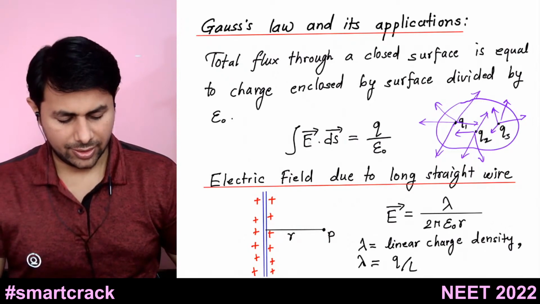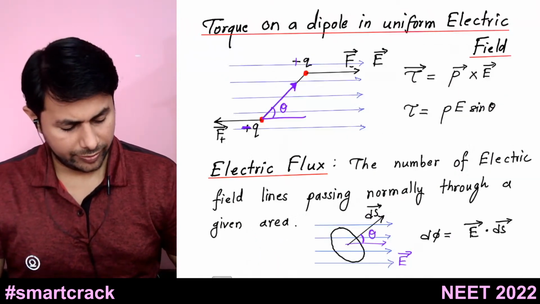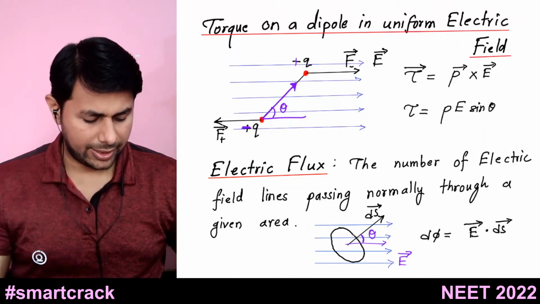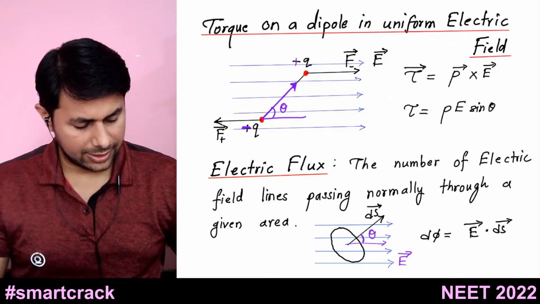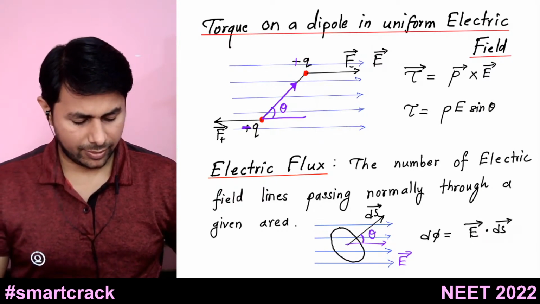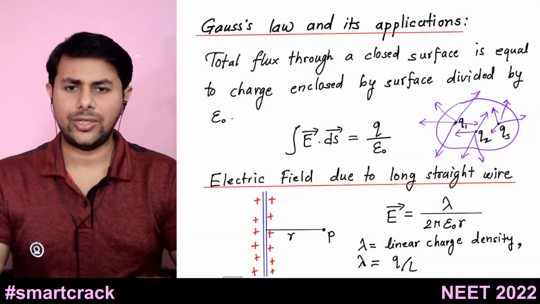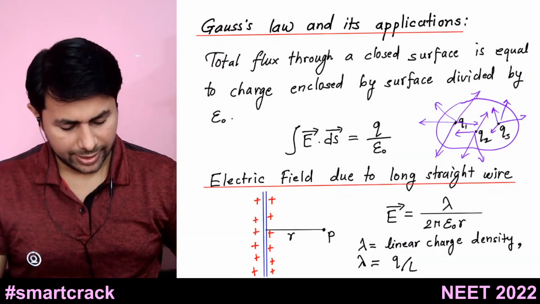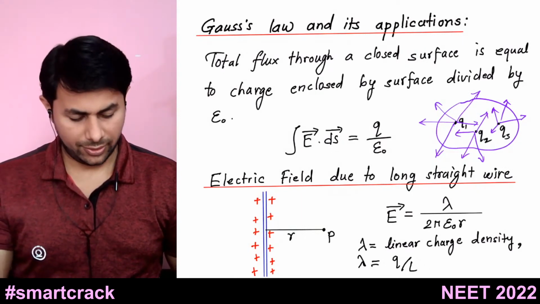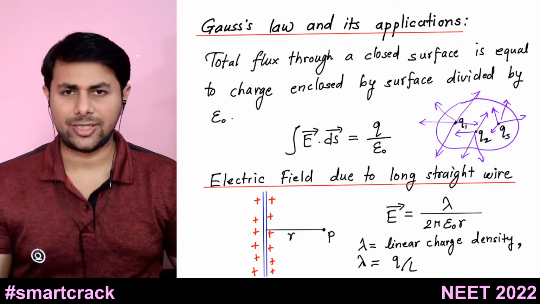It is the integral of E bar dot ds bar. If you consider a small area, we have seen it here, the electric flux through that area is given by the dot product of the electric field and that area vector. If you consider the total area, what will be the electric flux? It is the integral of E bar dot ds bar.